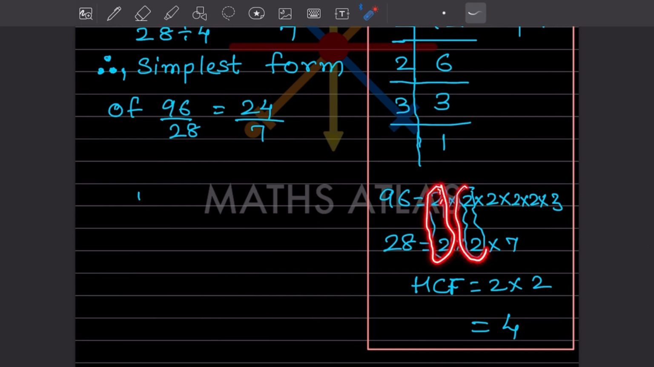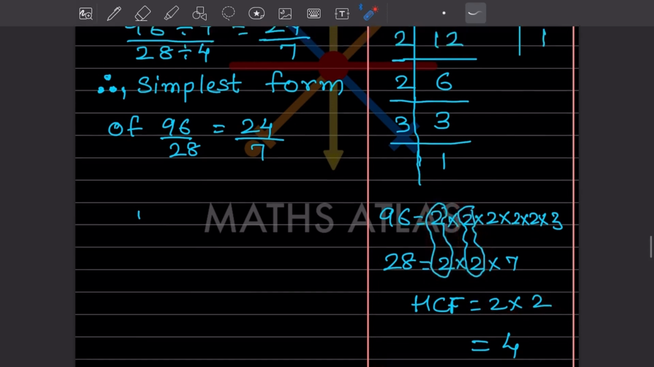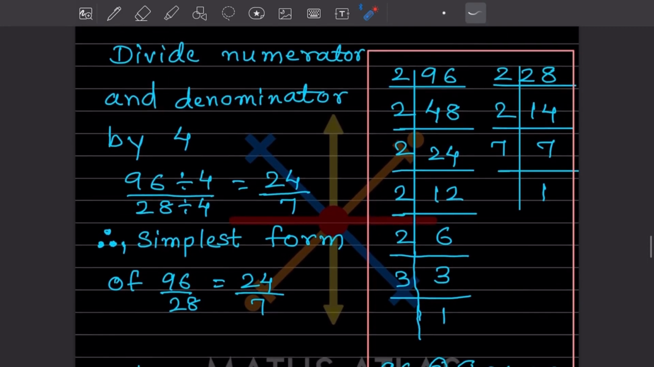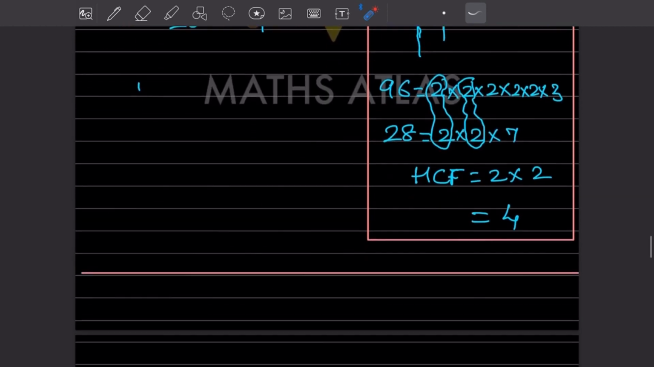This and this is common, this and this is common. Rest all are uncommon. So what will you write? 2 into 2, which is 4. So HCF is 4. So what will you do here? You are going to divide numerator and denominator by 4. So when you divide it, you get this answer. So this you cannot simplify further. So that is the answer.